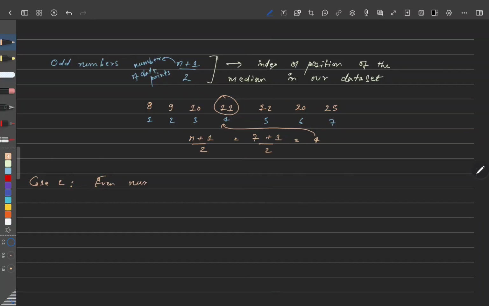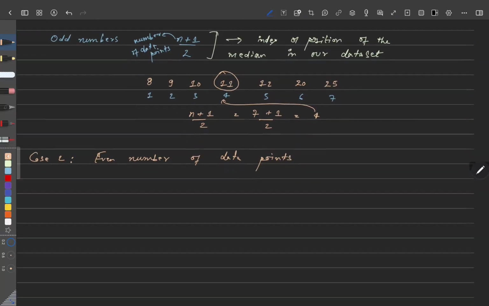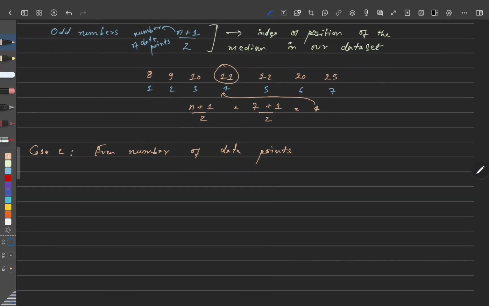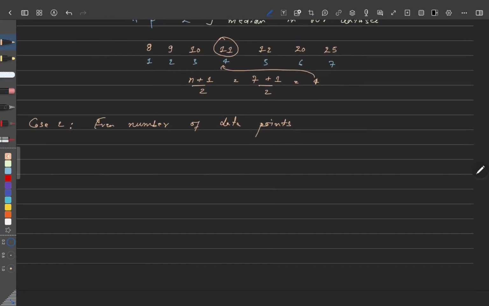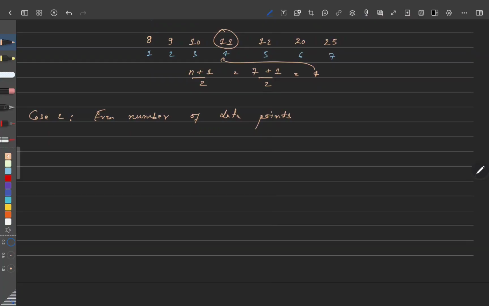Even number of data points. Now this is a little bit tricky, or a little bit complex as such. Not tricky, it's very simple, but it has an extra step basically. So now let us consider a set of even data points for our example and find the median.